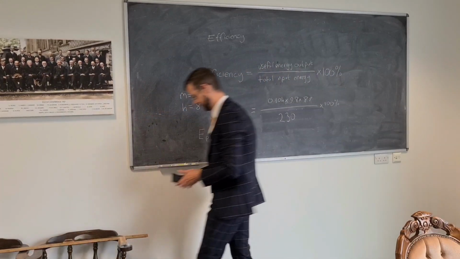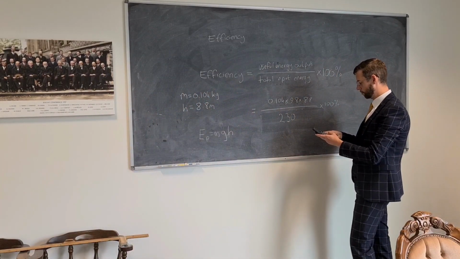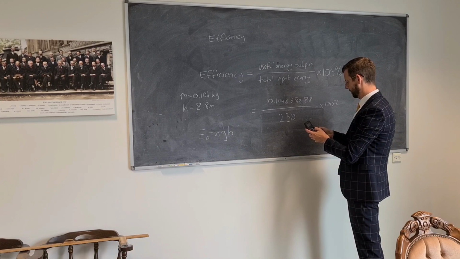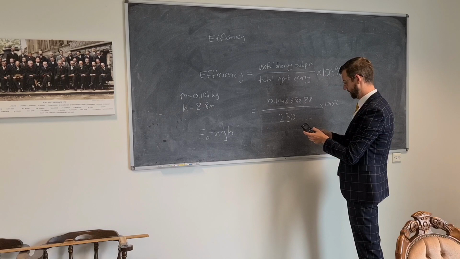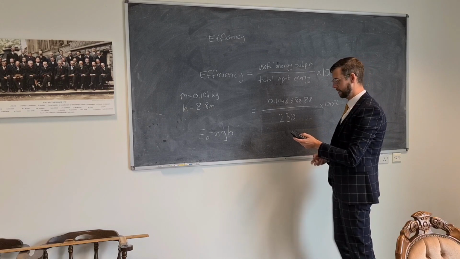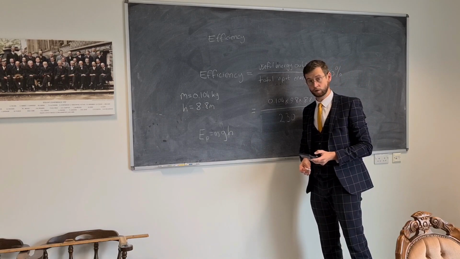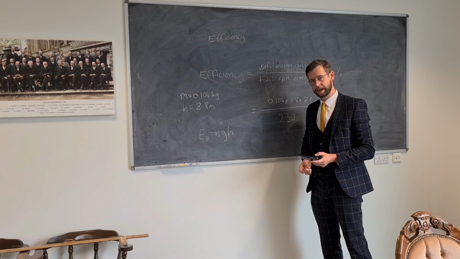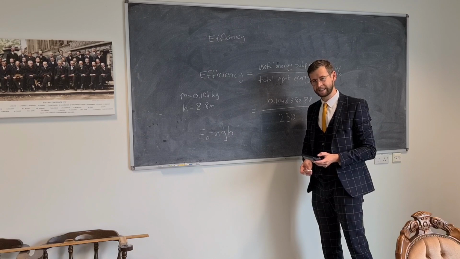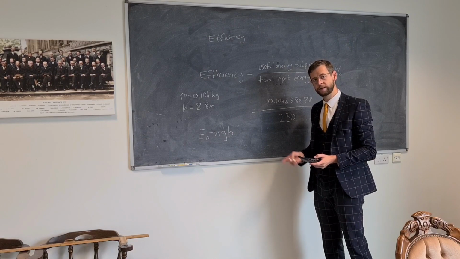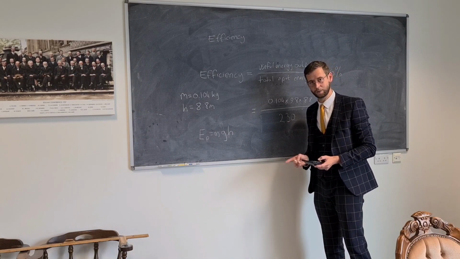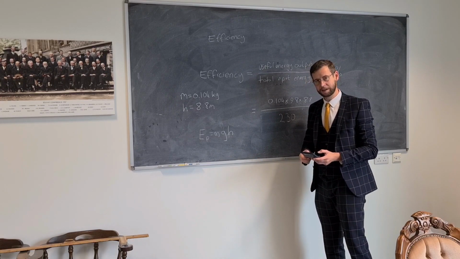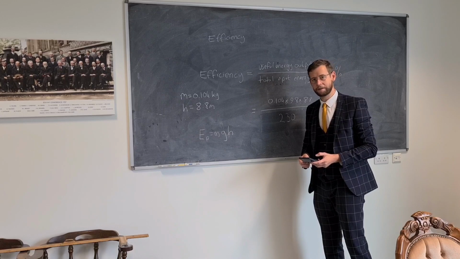The top line is 0.104 times 9.8 times 8.8, and the answer is 8.96 joules. That Rapunzel only gained 8.96 joules when 230 joules was spent bringing her up to the top. So clearly, this is not very efficient.